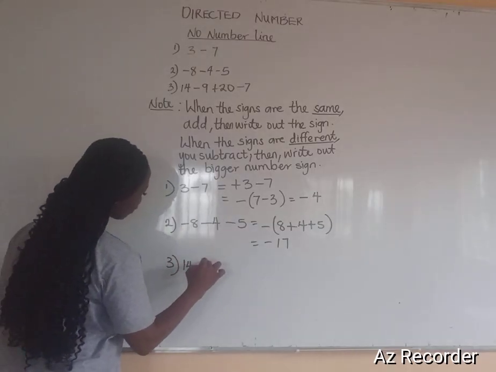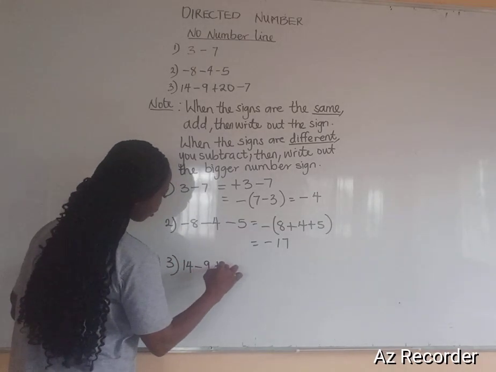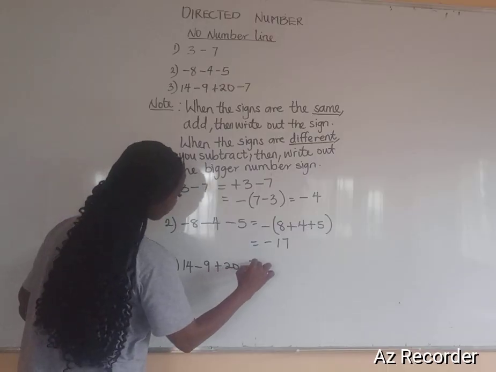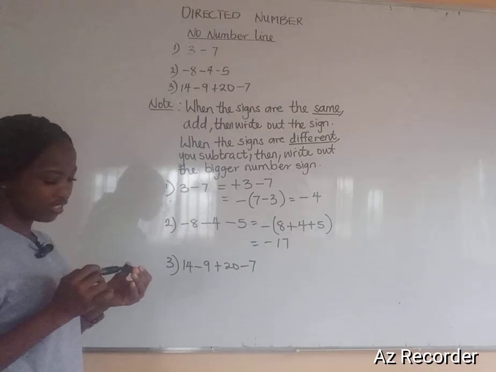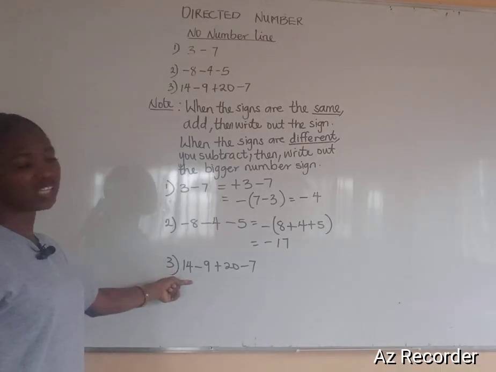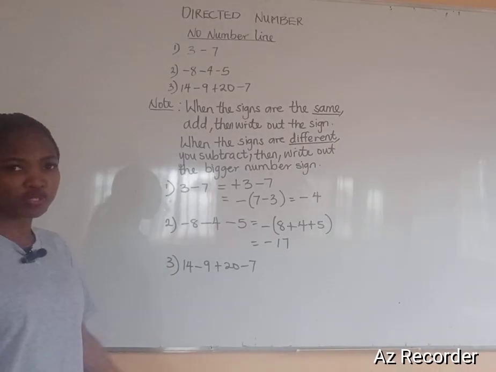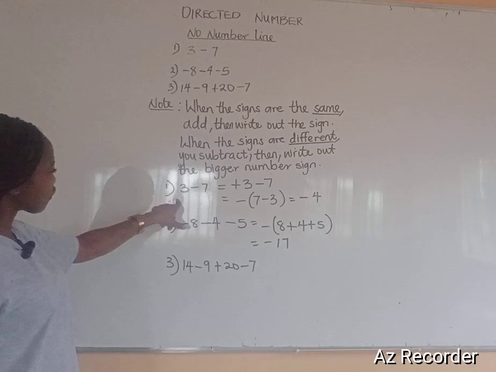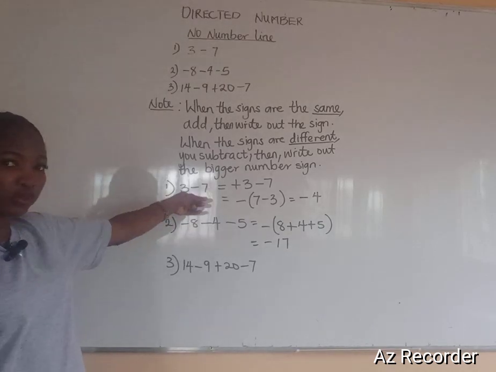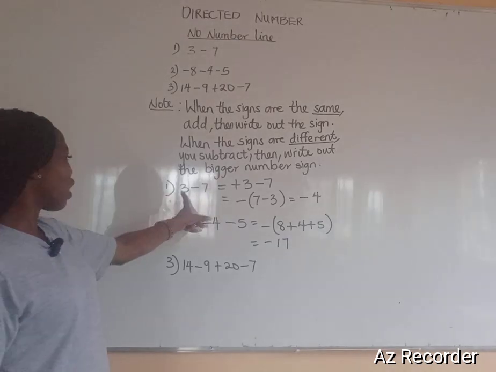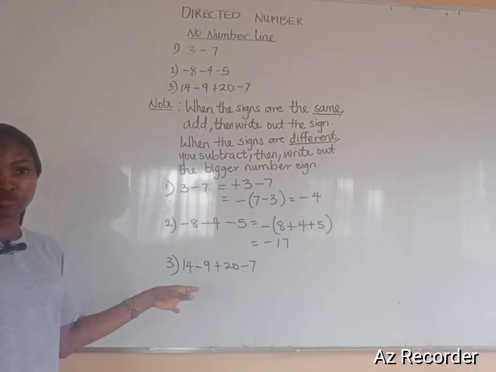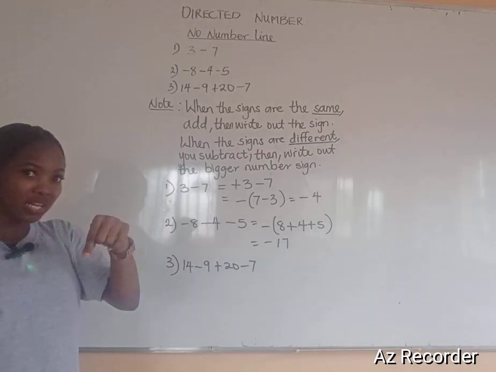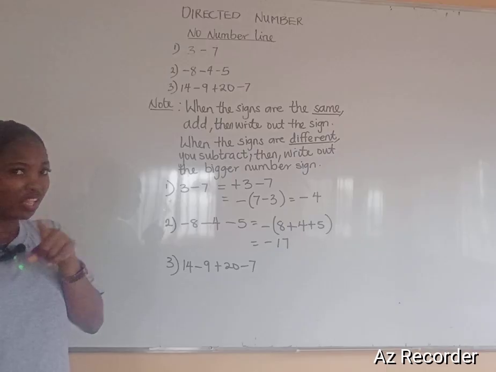14 minus 9 plus 20 minus 7. Like I said, all numbers have a sign. But there is no sign in front of 14. What am I going to do? If you look at this first example, I told you that when the sign is not given, it is known that it is a plus. Is it a plus sign?